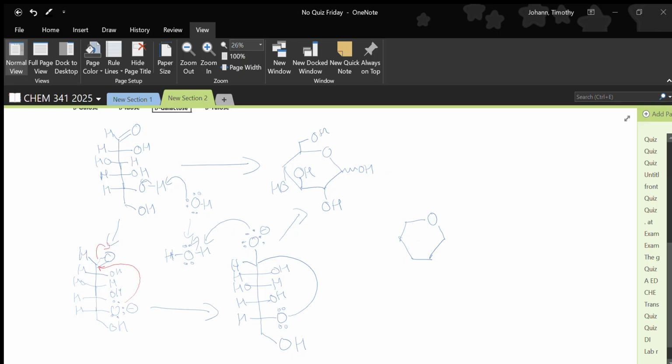So this is flat, right? Trigonal planar at this carbon. My attack can come from above or it can come from below, and depending on which way it comes from, I get a different stereochemistry on this carbon. This is called the anomeric carbon, and so we end up with what we call two different anomers. So we have a beta anomer, which is where this goes up.